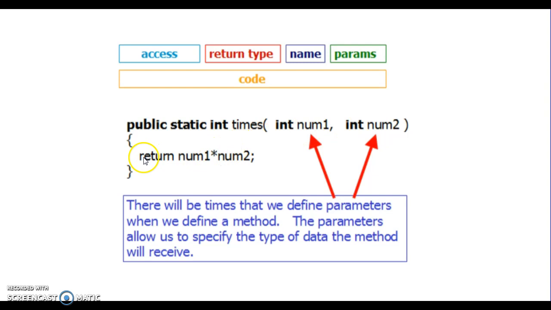Down here we have our return, which is our keyword that is going to return these two numbers multiplied together. So in summary, this method takes in two parameters of type integer and will return one integer. And we know it's an integer because of what we have going on over here.